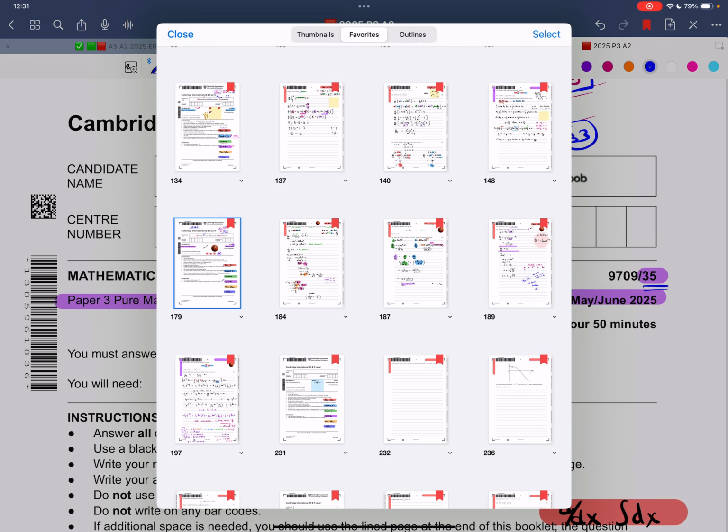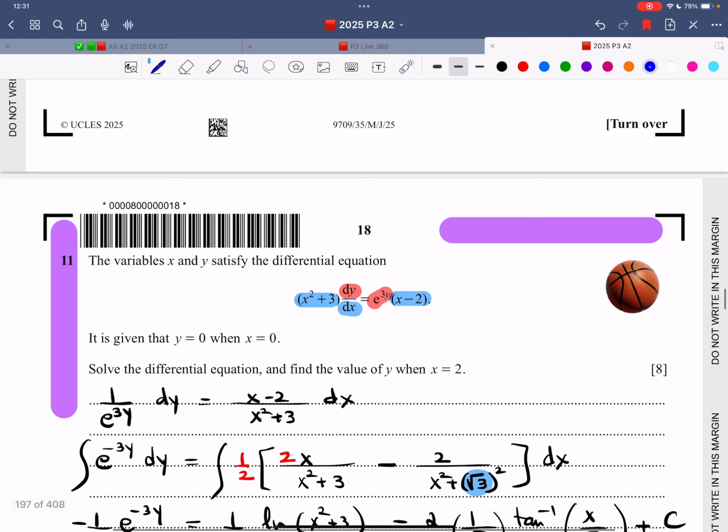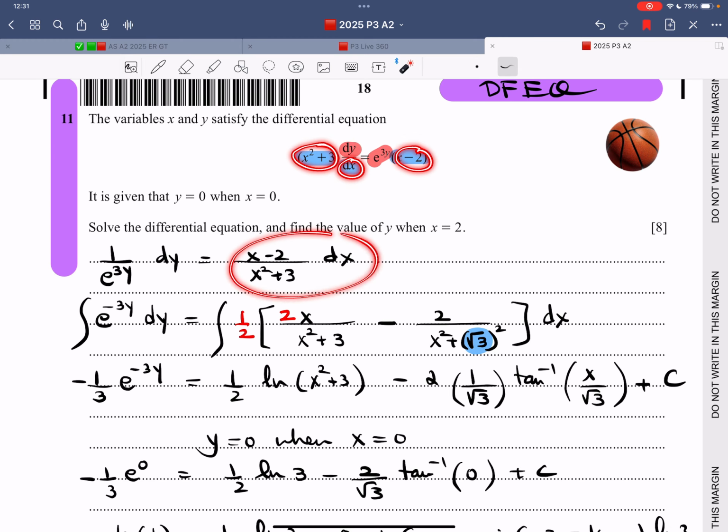Now let me focus on the question that's right over here. That is question number 11. Differential equations, that is like a must question. It's a word problem of integration kind of. The variables x and y satisfy the differential equation (x squared plus 3) dy/dx times e to the power of 3y equals x minus 2. Now that is the first thing that I do. This is x, this is x, this is x. That should be on the right hand side.